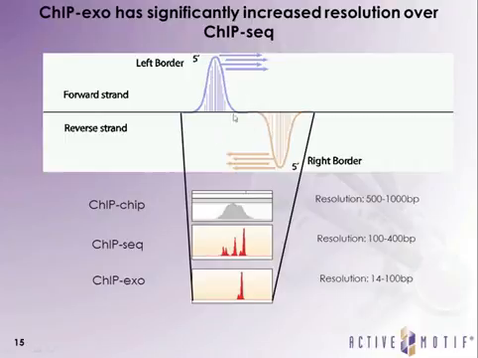And because of this very concise buildup of these reads at this very small point, you get a very tight resolution for the identification of a binding site, which we see here, with a resolution that can range from 14 base pairs up to 100 base pairs, which is a significant improvement over just simple ChIP-Seq, where the best you're going to get is about 100 base pair resolution.